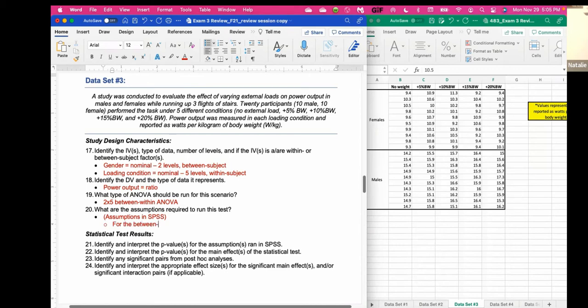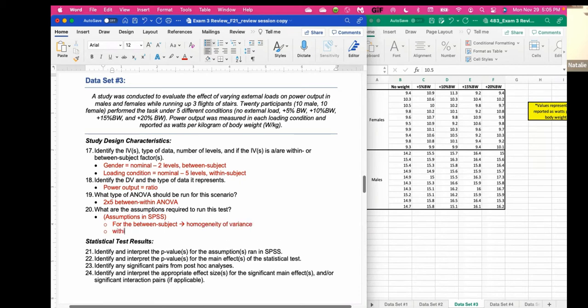Hodges and Levine's test. So for the between subject factor, we're going to look at homogeneity of variance. For the within subject factor, we're going to look at sphericity or Mauchly's test. Okay.